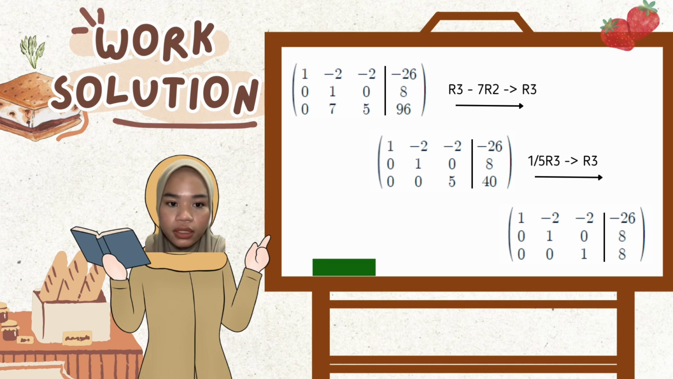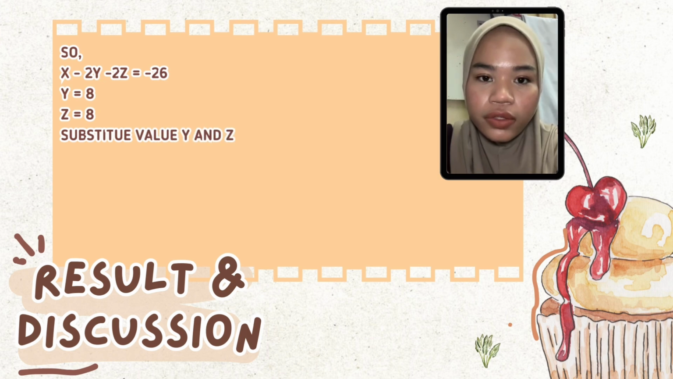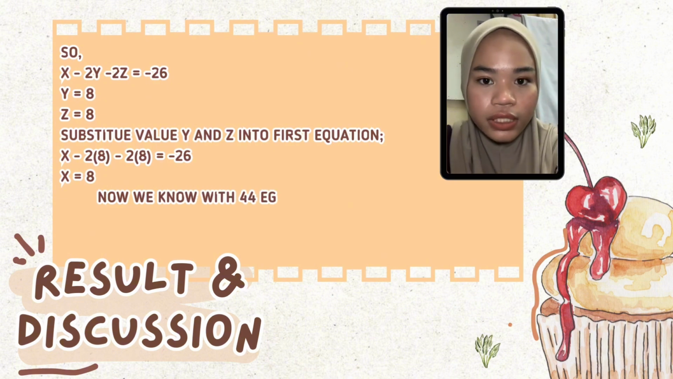The last matrix is 1, negative 2, negative 2, negative 26, 0, 1, 0, 8, 0, 0, 1, 8. Now we can use back substitution. X minus 2y minus 2z equal to negative 26. Y is 8 and Z is 8. Substitute the values of Y and Z into the first equation to get the X value. Then we will get X is 6.